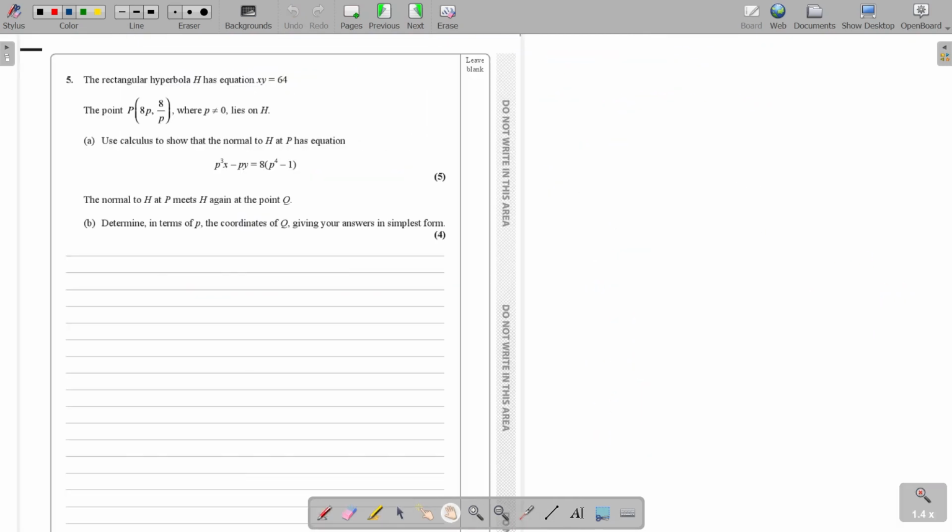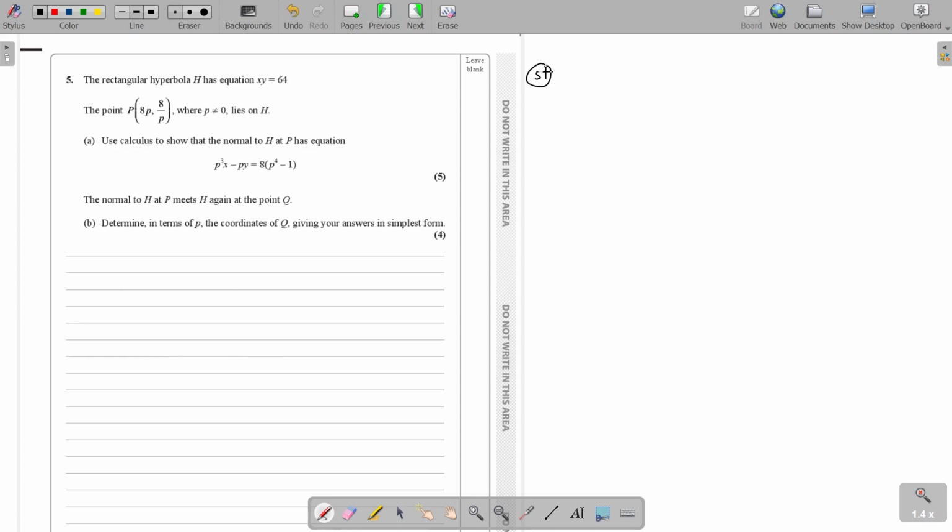Question number 5. The rectangular hyperbola H has equation xy equals 64. The point P (8p, 8/p), where p is not equal to 0, lies on the hyperbola. Use calculus to show that the normal to the hyperbola at P has this equation. Okay, so how do we get the normal to the hyperbola?